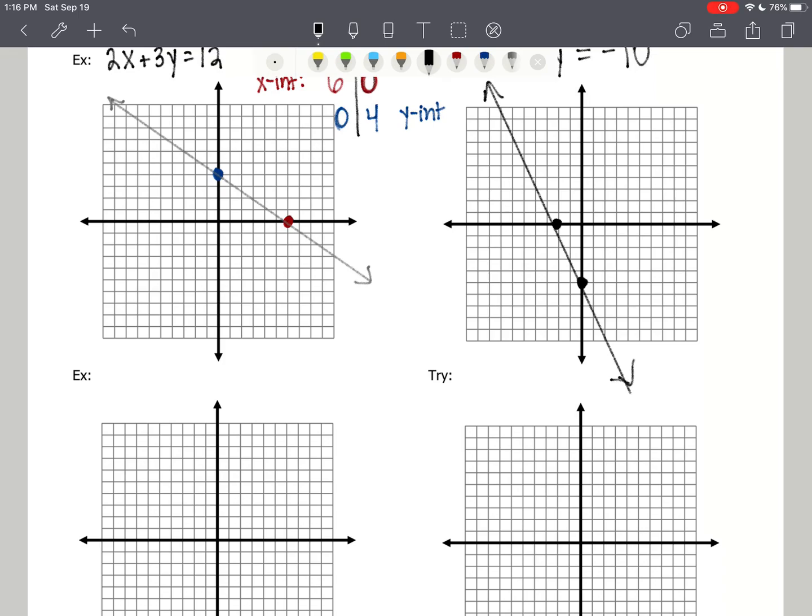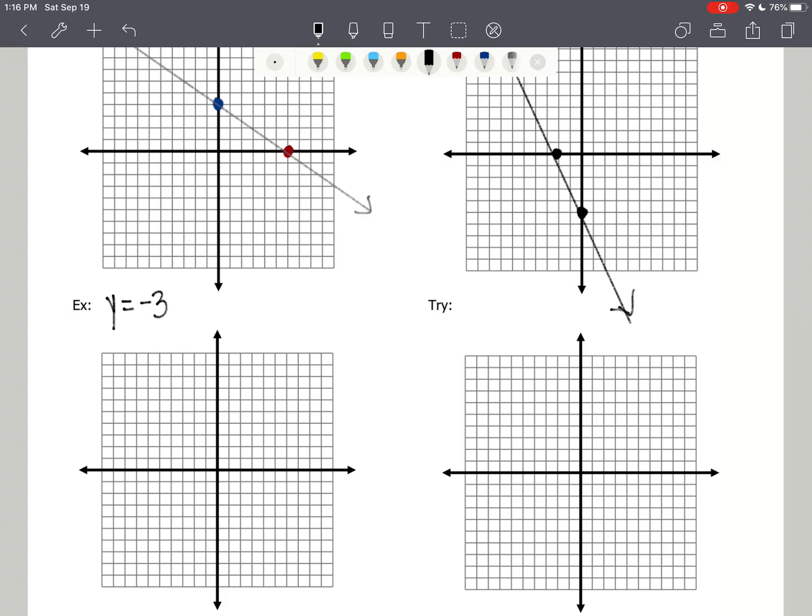Here's another example. We've got y equals -3. There's no x, there's just a y, and it's -3. That means no matter what value we put in for x, y is always going to be -3. So if y is always -3, we're going to have a horizontal line that goes through all ordered pairs where the y is -3.